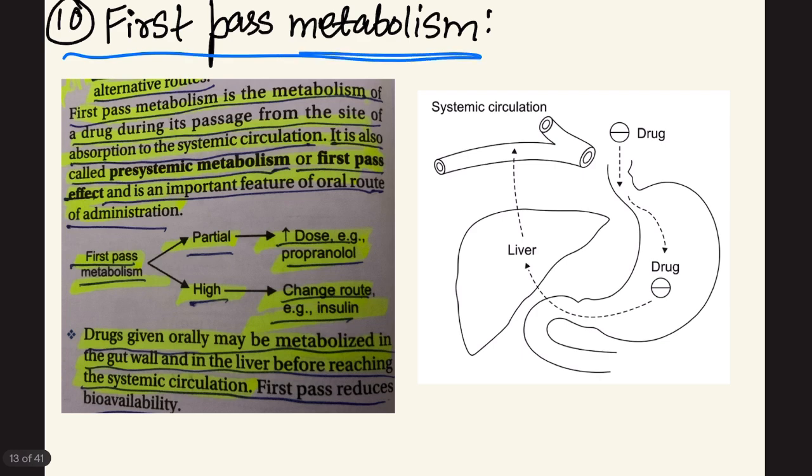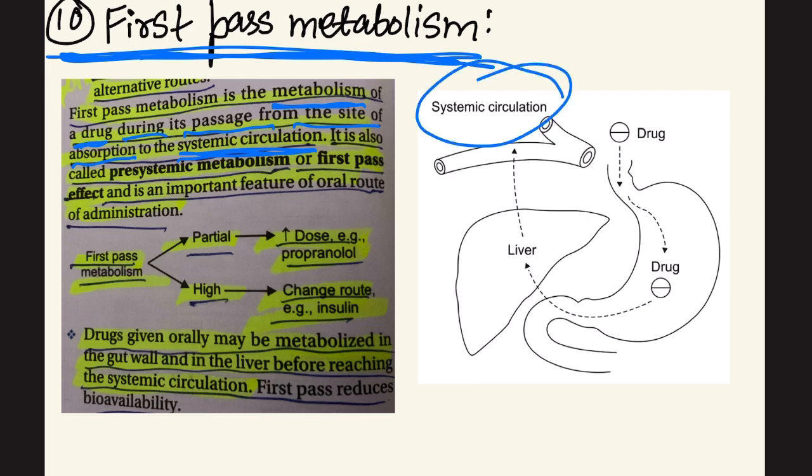Now coming to the 10th point, that is first pass metabolism. So what is first pass metabolism? First pass metabolism is nothing but the metabolism of the drug during its passage from the site of absorption to the systemic circulation. So even before the drug reaches the systemic circulation, it is getting metabolized.